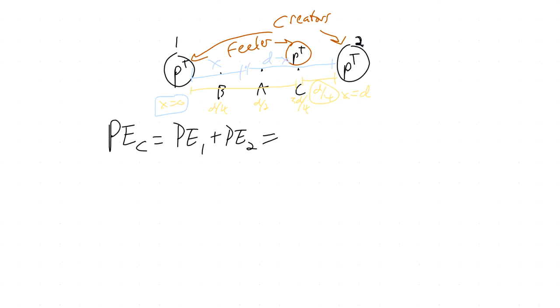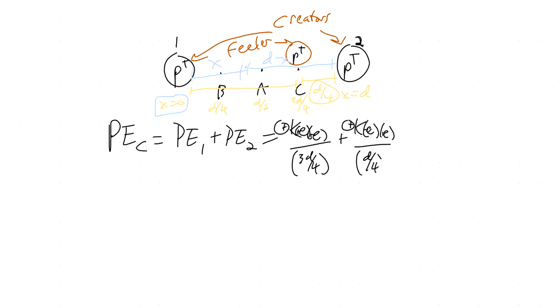But just at point C, I would get what? K, E is the one creating it. E is the one feeling it. So I'll get E squared. Don't forget both of those, right? You need both a creator and a feeler to have an energy or a force, over 3d over 4, which we'll flip in a second, plus k E creator, E feeler, both positive, positive, positive.